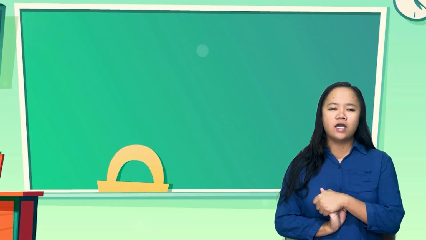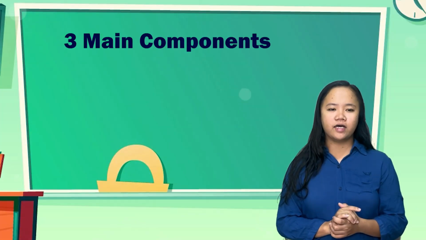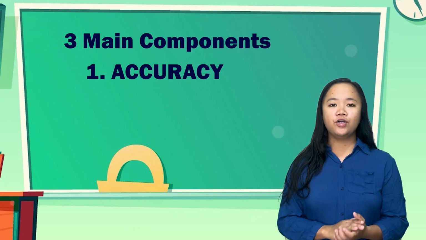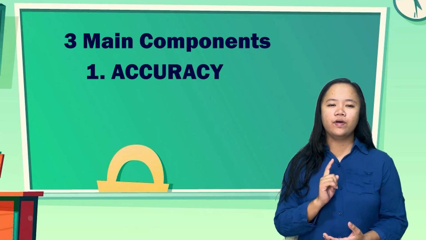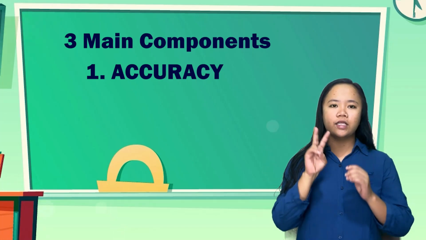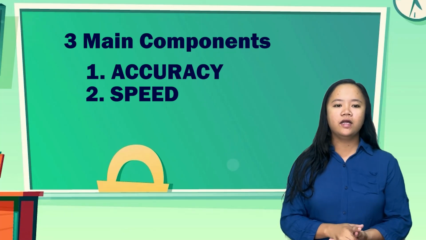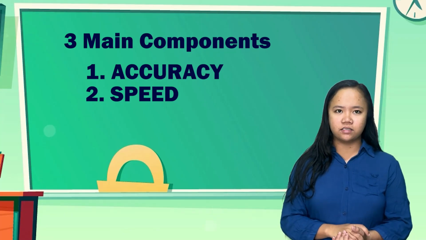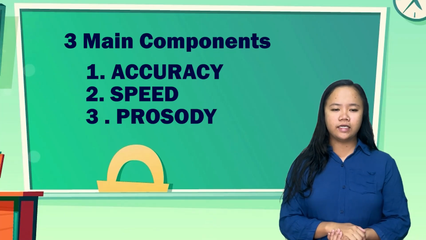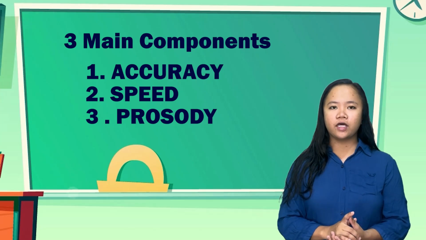Reading fluency has three main components. Number one, accuracy, correctly reading the words in the text. Number two, speed, reading at an appropriate pace. And number three, prosody, using proper expression and intonation.